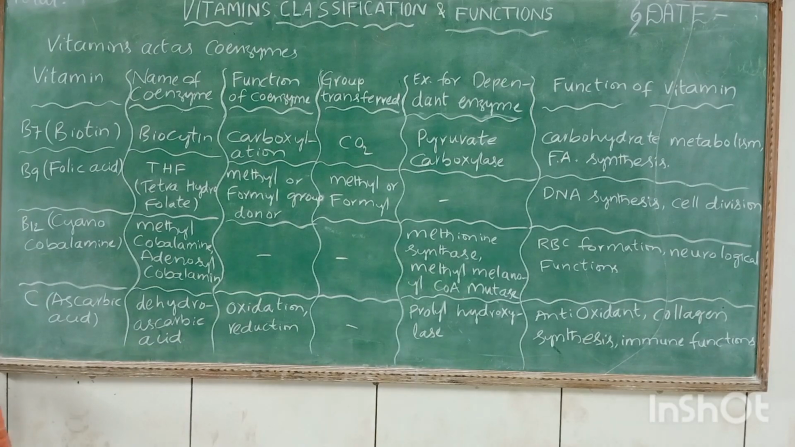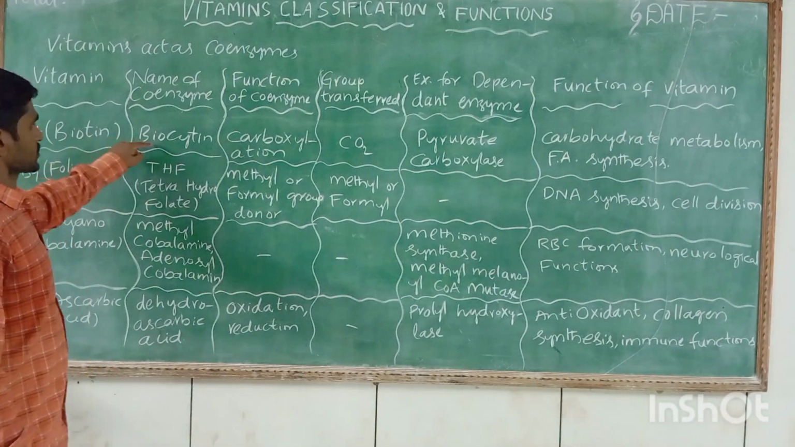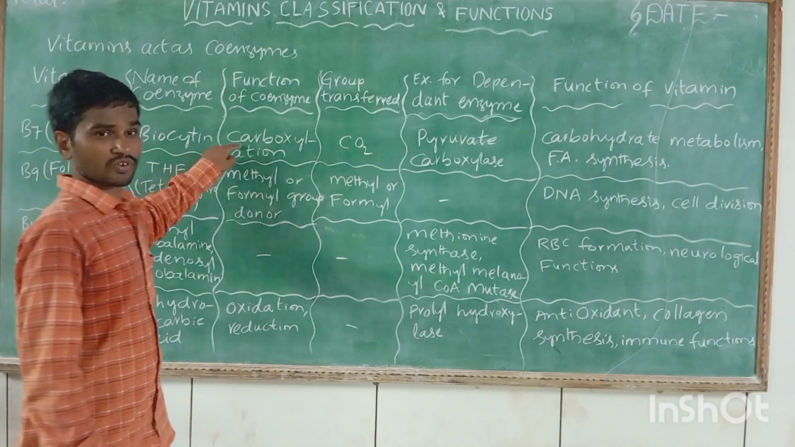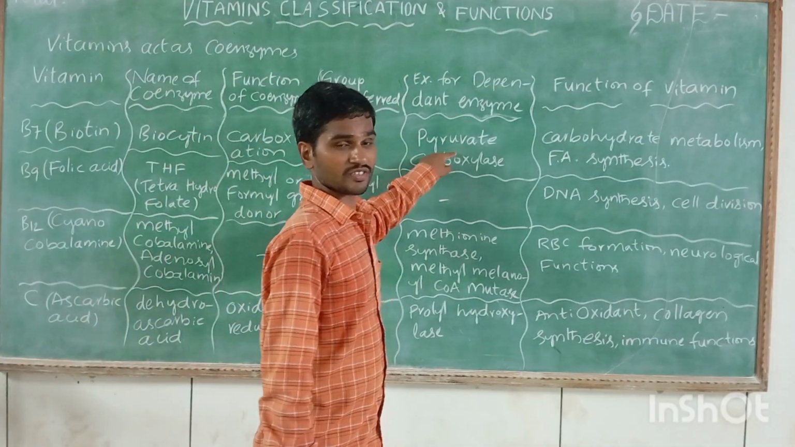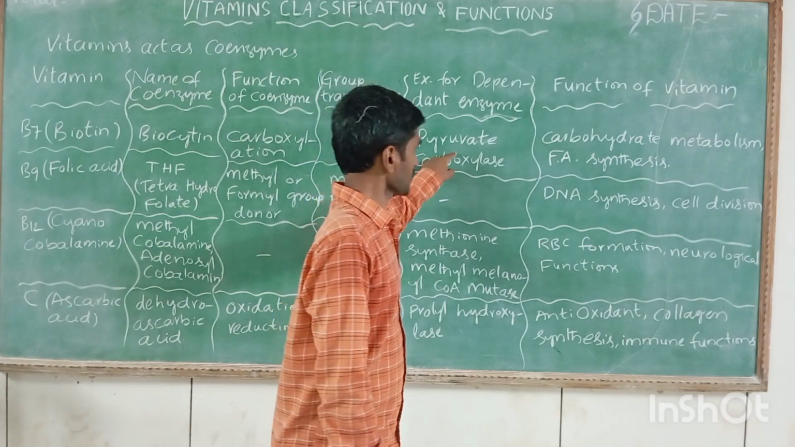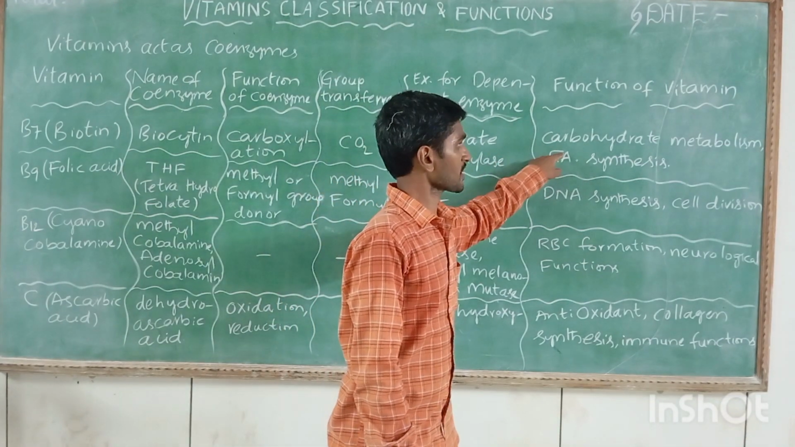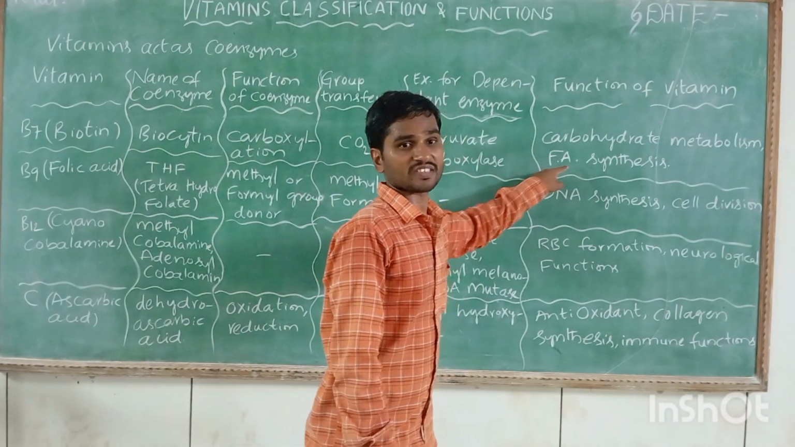Vitamin B7 is called biotin, and the coenzyme is biocytin. The function of the coenzyme is carboxylation. The transfer group is carbon dioxide, and the dependent enzyme is pyruvate carboxylase. The function of vitamin B7 is carbohydrate metabolism and fatty acid synthesis.